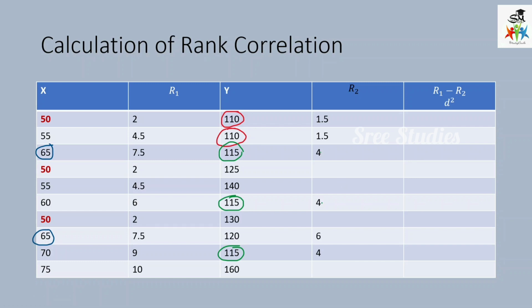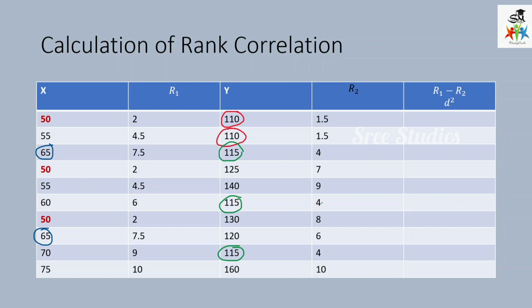20. So we are given 6th place. Next highest value is 125. It is 7th value. And next one is 130. It is 8th value. And next one is 140. It is 9th. And the highest is 160. So it is about 10th rank. So we have placed all the ranks now.